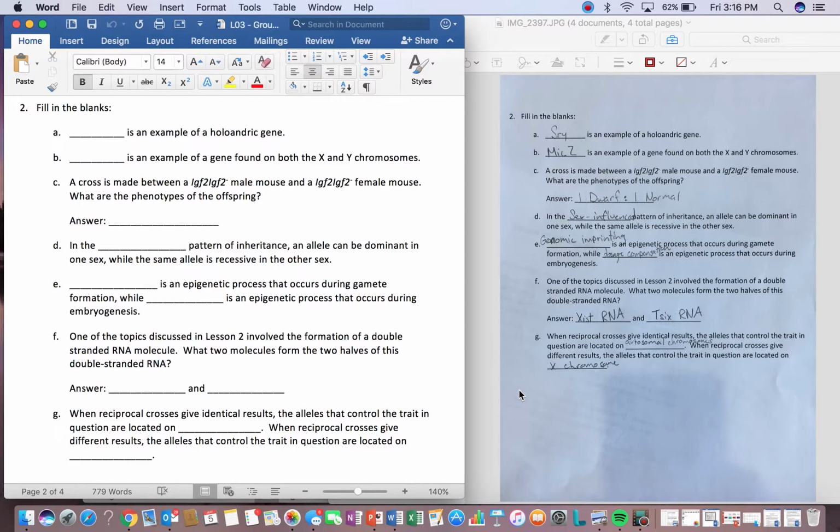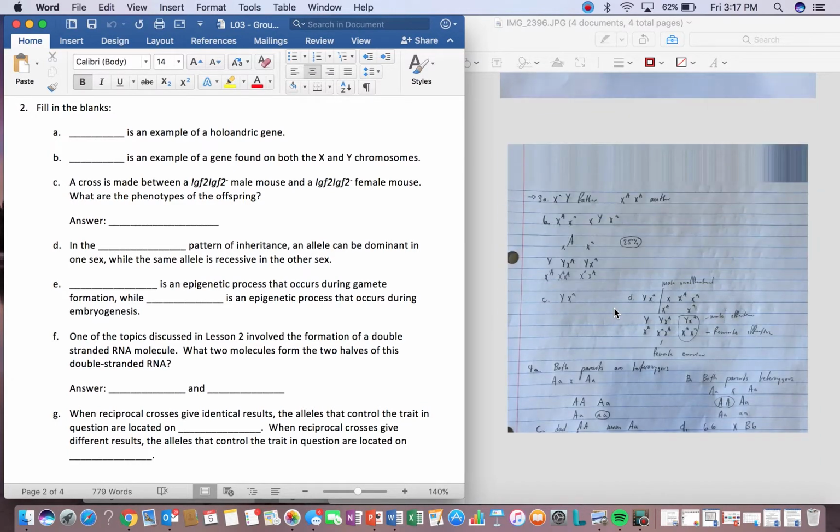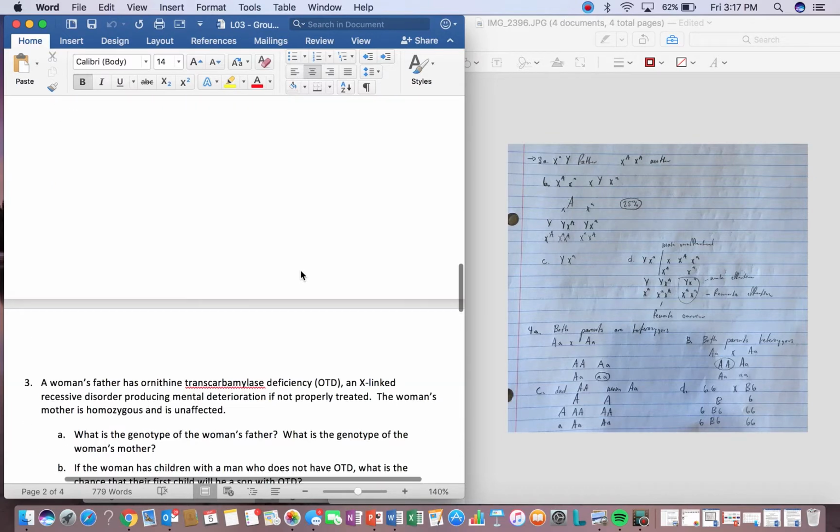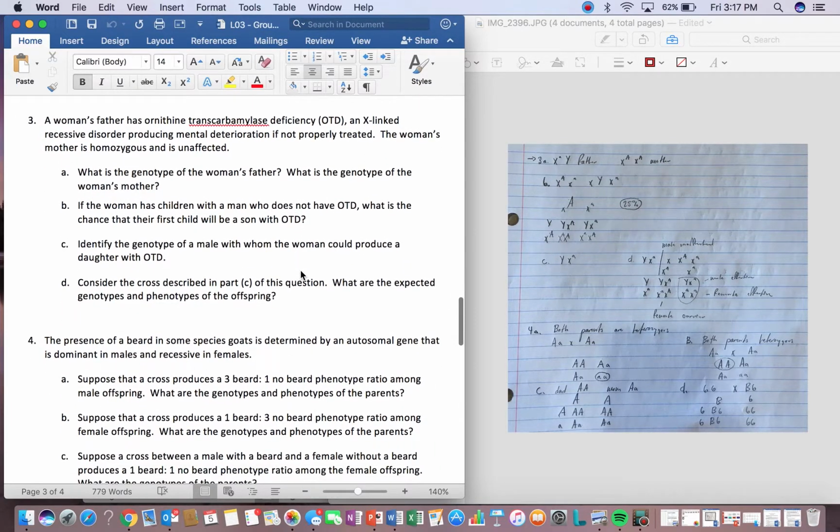Okay, so for the final one, we've got when reciprocal crosses give identical results, the alleles that control the trait in question are located on autosomal chromosomes. However, when reciprocal crosses give different results, then we know that the alleles are on the X chromosome. Okay, so then that leads us to question 3. Okay, so this is talking about a woman's father who has OTD syndrome, I guess, an X-linked recessive disorder producing mental deterioration if not properly treated.